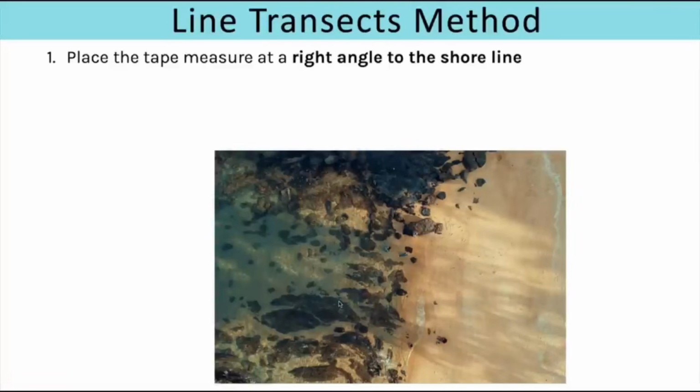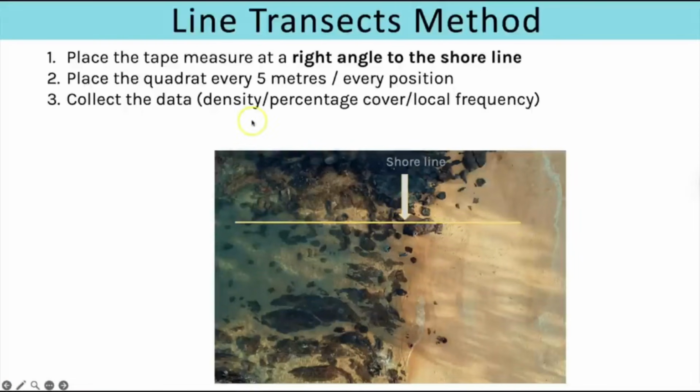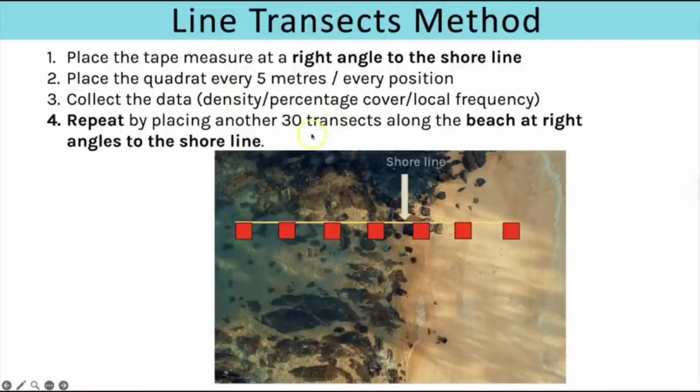So here would be your method if you were asked to describe a line transect. Method, that is. So place your tape measure at a right angle to the shoreline. So that would mean it's going through all of those different sections that we want to see. Place your quadrat every 5 meters. It doesn't have to be 5, but it's at stated intervals. Collect your data, just like we said last time, so either density or percentage cover.